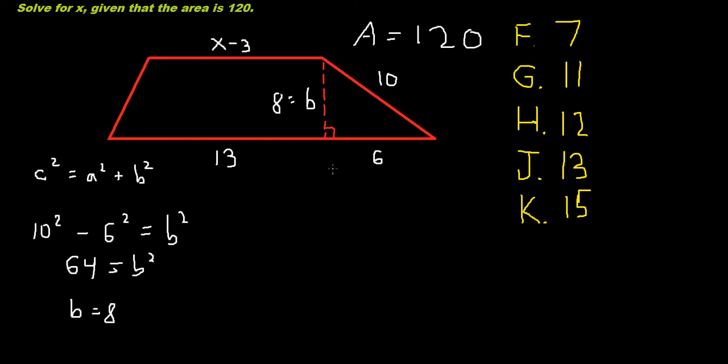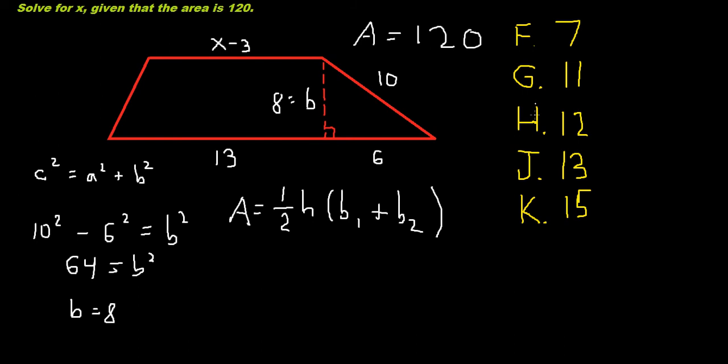So we know the height of our trapezoid. We know that height equals 8. Now, for the formula of a trapezoid, you need to memorize this. Area is equal to 1/2 h times base 1 plus base 2. Here's the formula: 1/2 h multiplied by base 1 plus base 2, and these are the lengths of the bases. And this is going to equal A.